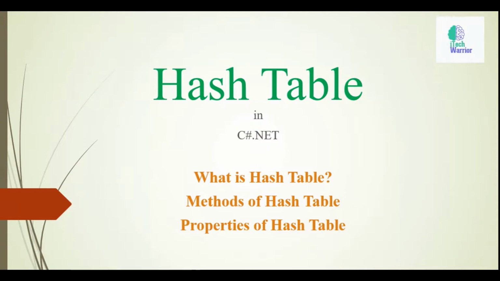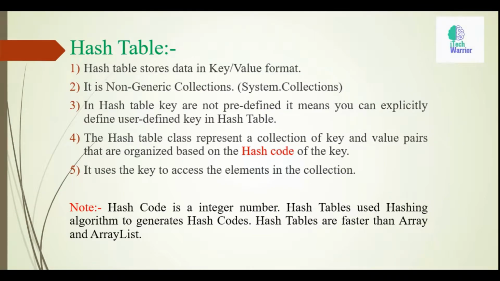So let's start. So hash table. First point is hash table stores data in key value format. Second point is it is a non-generic collection in namespace System.Collections. Third point is in hash table keys are not predefined. It means you can explicitly define user defined keys in hash table.